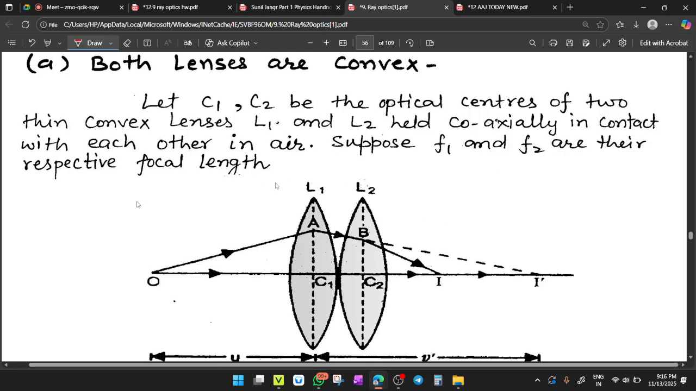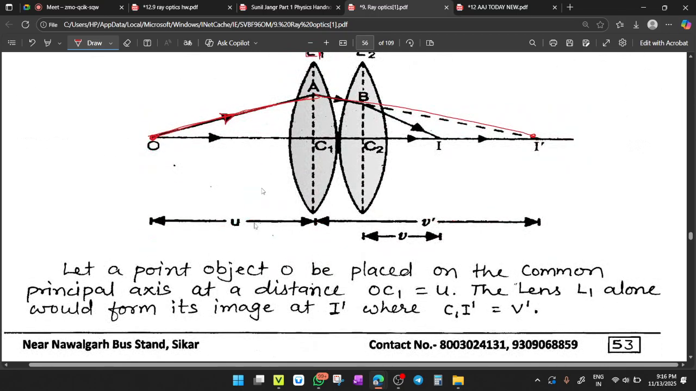Suppose f1 and f2 are their individual focal lengths. Now, what happens when there is a point object? First, it has to refract through the lens L1, and consider for L1 it having the image at I dash. Clear or not clear? Yes. For L1 only, the final image is at I dash.